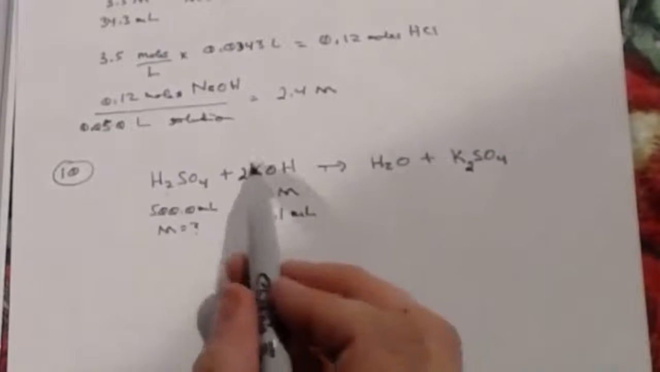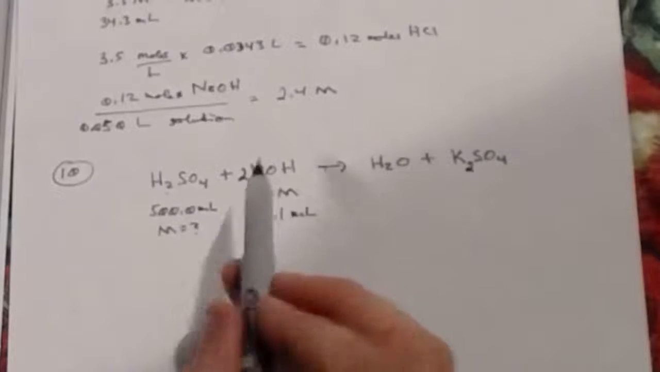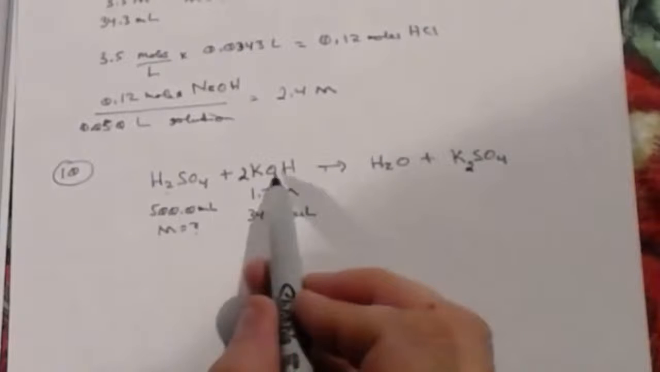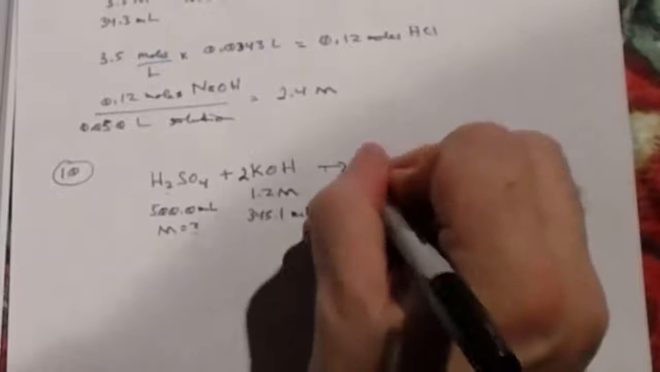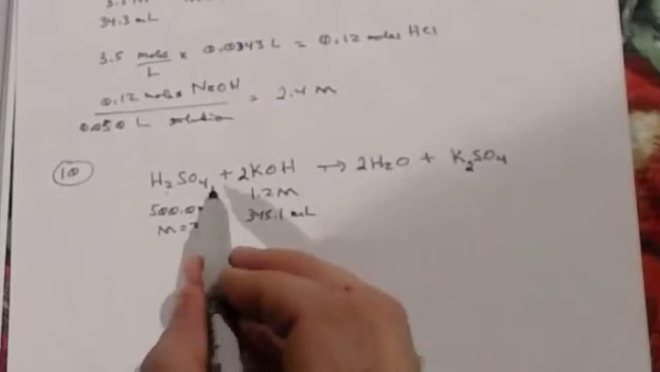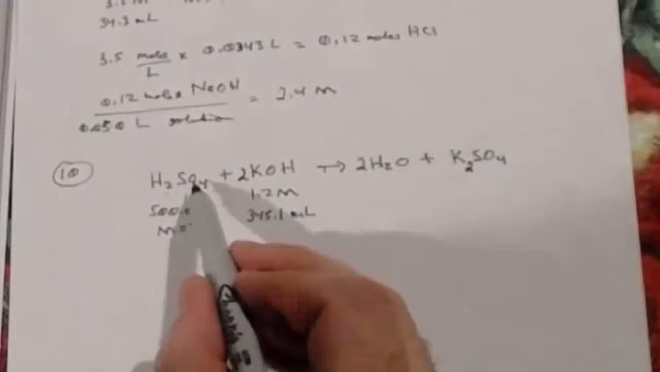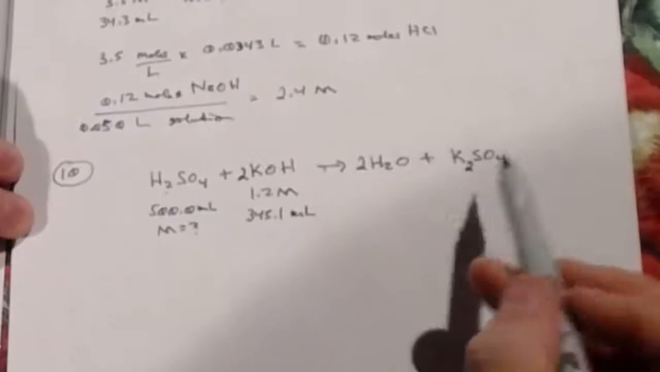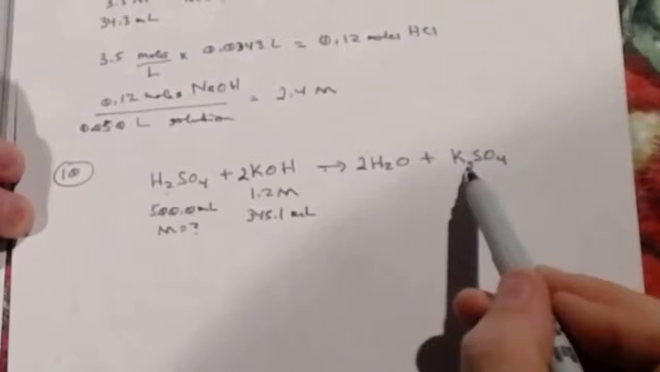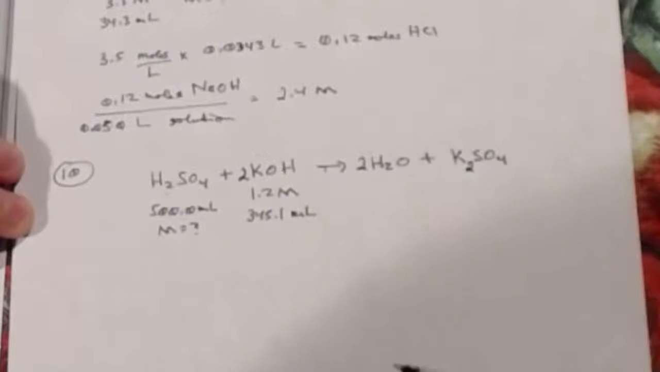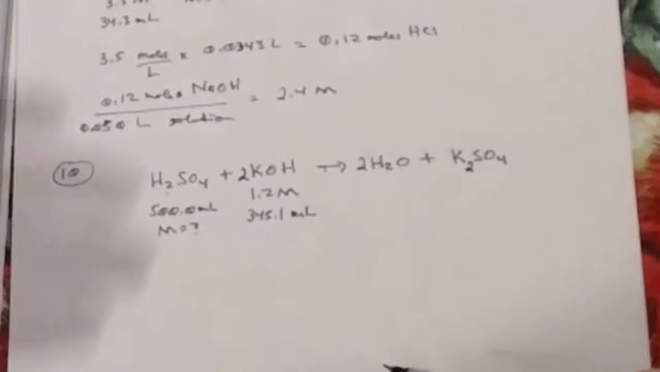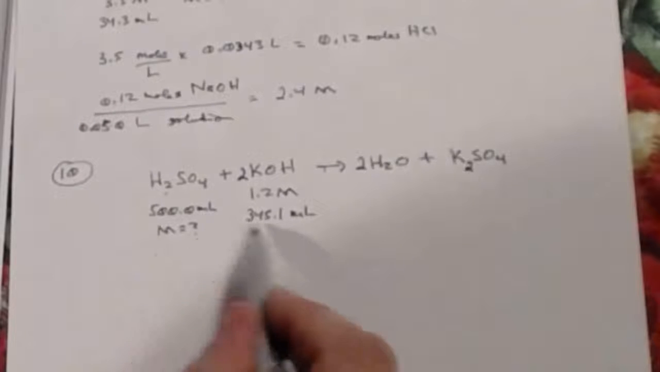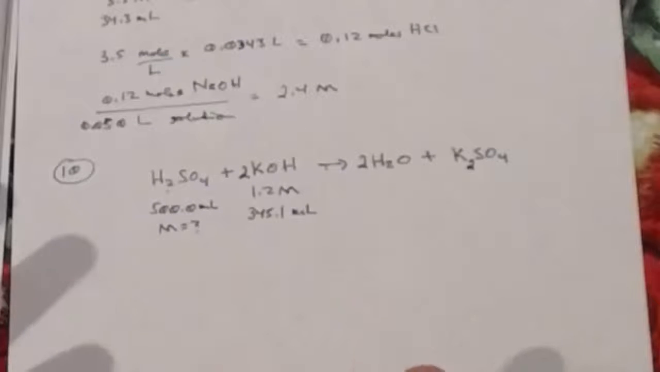Let's look at it. I already know I need 2 OHs, so I put that in advance. Let's look at it now. We got 2 hydrogens and 2 OHs to form 2 waters. And we've got 2 potassiums and 1 SO4. 1 sulfate and 2 potassiums react to produce K2SO4. Okay, so we're balanced. So the question then is, we're titrating these 2 against each other. We've reached the end point.